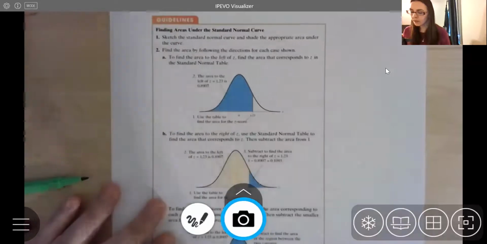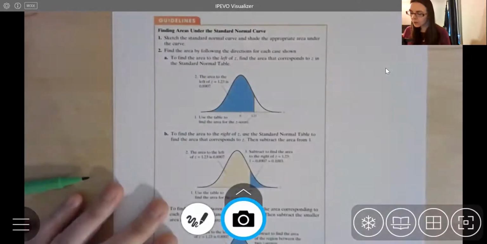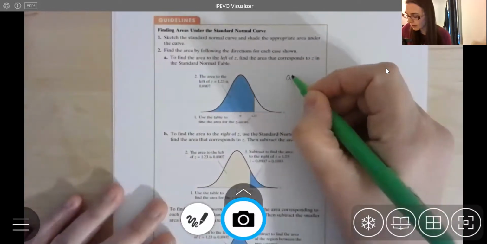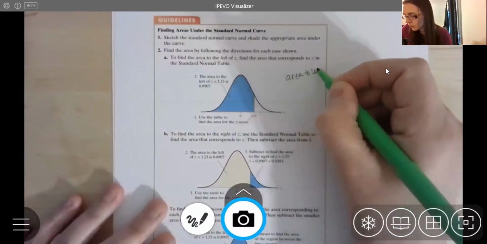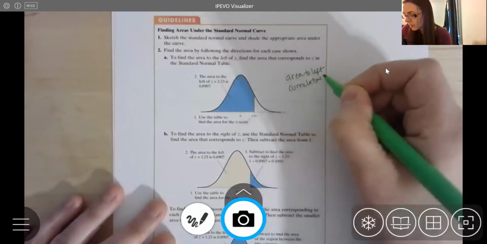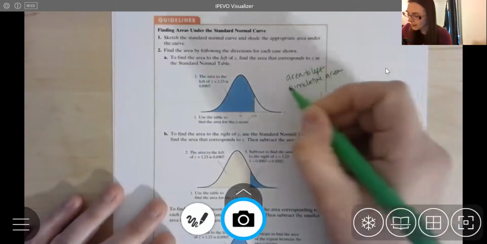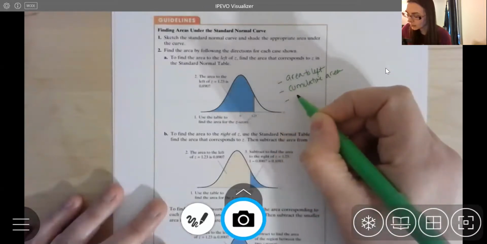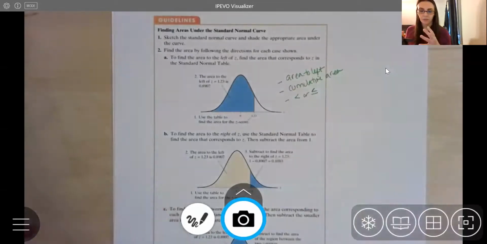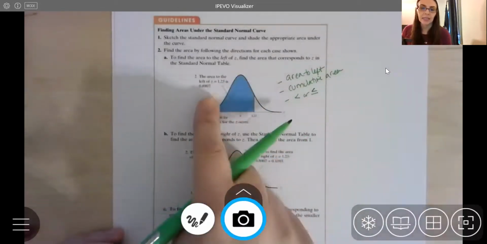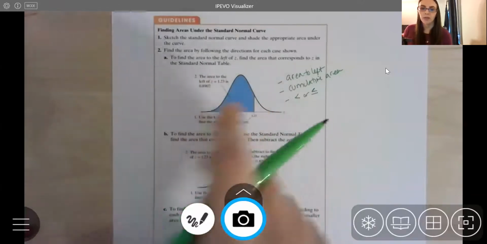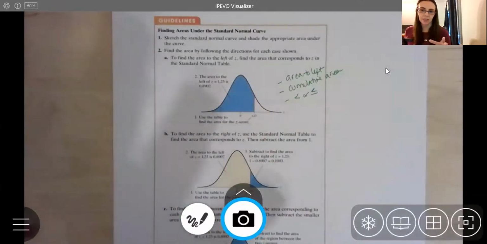So when you're looking for the area on the left, you may hear it as cumulative area. You may see the symbol as less than or equal to, so we're looking for some value smaller. Your picture is going to look like this. We've already done these examples, right? We can use our technology, or we can use the table right in the book, and it's going to give us this value.